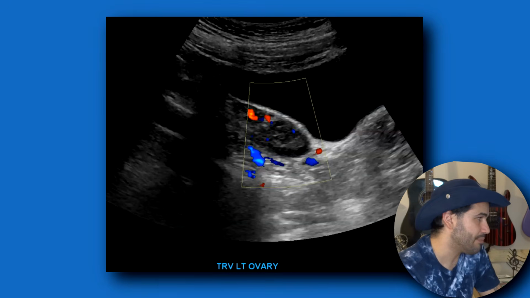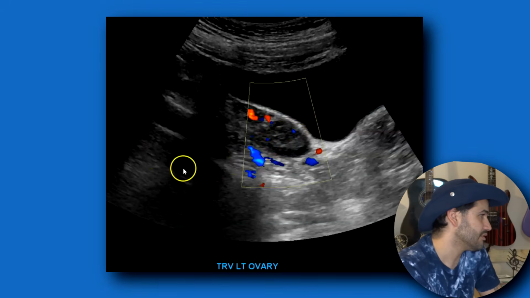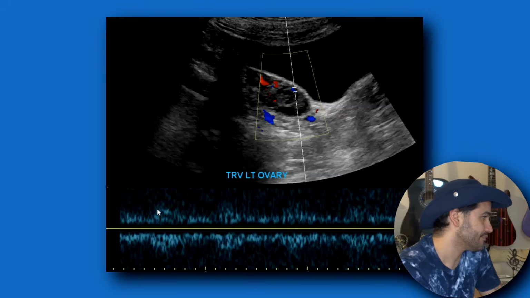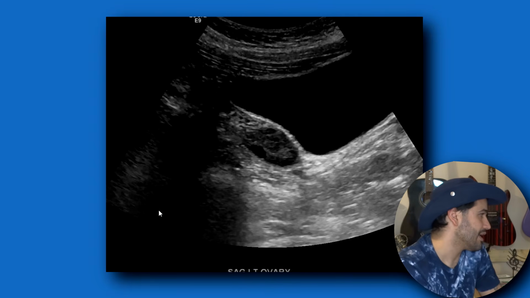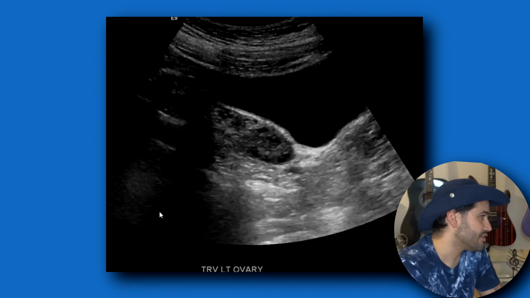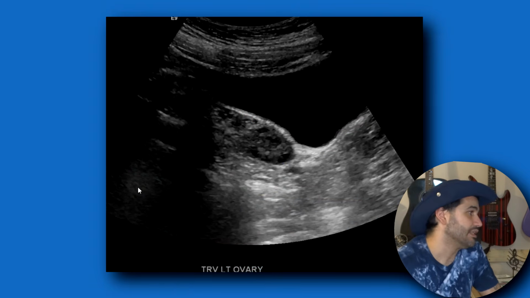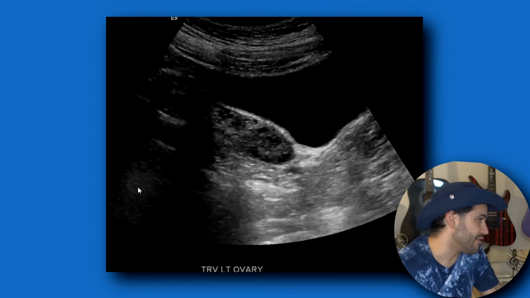Then I like to put my color Doppler. There you see the blood flow. And spectral wave or pulse wave Doppler. So once I'm done with that, I like to take my transverse images. There's the ovary in transverse. Very pretty. And that's pretty much it. So that's the entire protocol. It's a very simple exam.